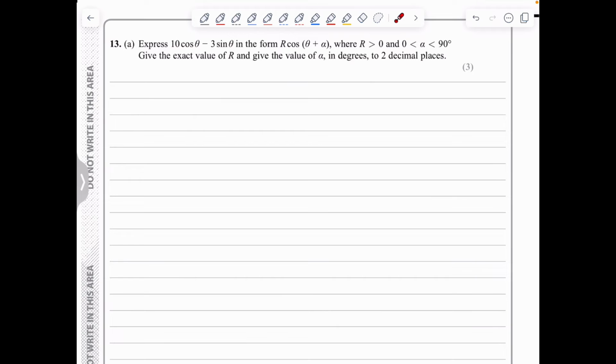In 13a, we are asked to express 10 cos theta minus 3 sin theta in the form r cos(theta plus alpha), where r is a positive constant, alpha is between 0 and 90. So I'll be using the compound formula for cosine. We have that 10 cos theta minus 3 sin theta should be written in the form of r cos(theta plus alpha). I will expand the cos(theta plus alpha), giving me r cos theta cos alpha minus r sin theta sin alpha, and I equate the two sides.